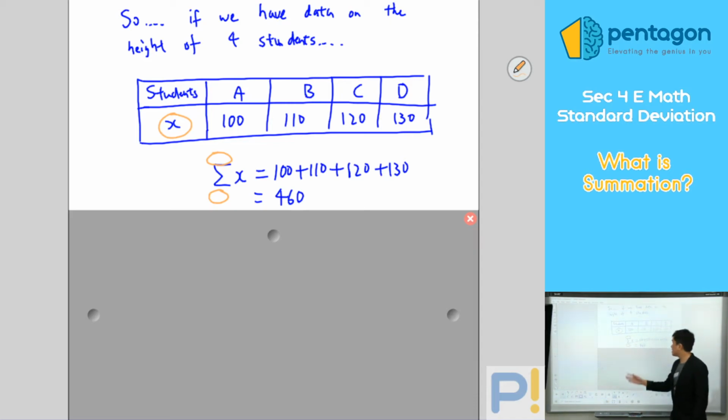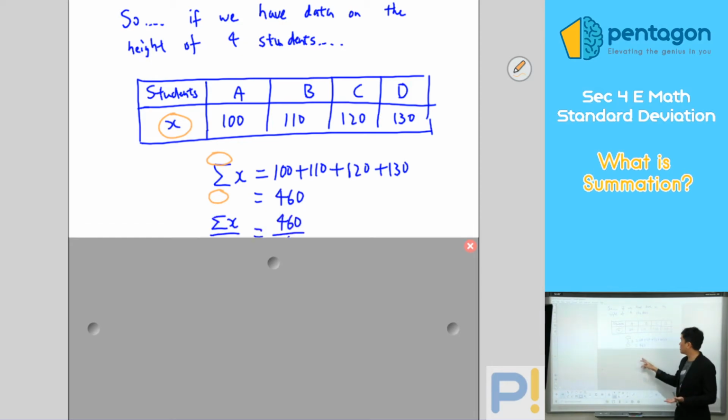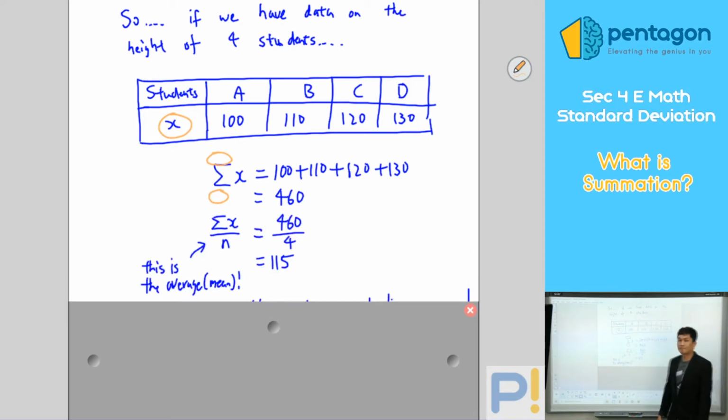So after adding up all the heights, 460 centimeters, what's next? Why is this useful? Because we're going to divide by 4, the number of pieces of data, to get the mean. So that's helpful in that way. We sum up all the values, divide by the number of data. That's the mean. But this thing can be quite troublesome to write. Summation x divided by n, summation x divided by n many times.